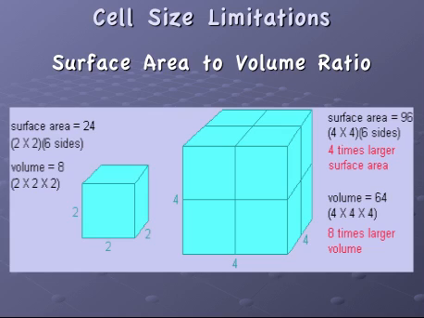Surface area to volume ratio. We'll use cubes as an example of a cell. Surface area is, for this example, 2 times 2 times 6. Volume is length times width times height. For this case, 2 times 2 times 2, which equals 8.